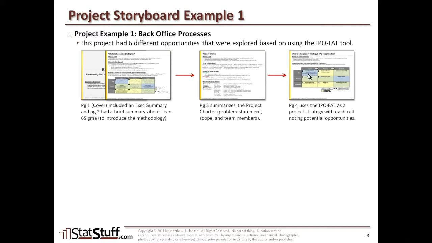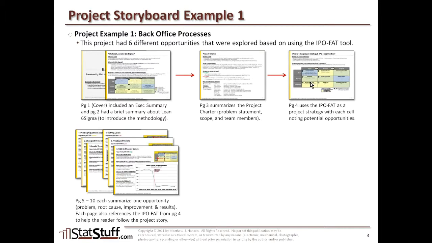Now they're all numbered in here. It's a little difficult to see at this level, and that's okay. Just know that the different opportunities are numbered in here 1 through 6. So what I did next to communicate what we did for each of those opportunities is I laid out 1 page for each opportunity. So the next 6 pages covered all 6 of those different opportunities, and on each page I tried to be consistent in the method of how the pages were laid out.